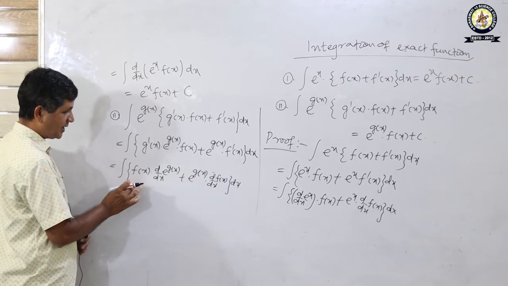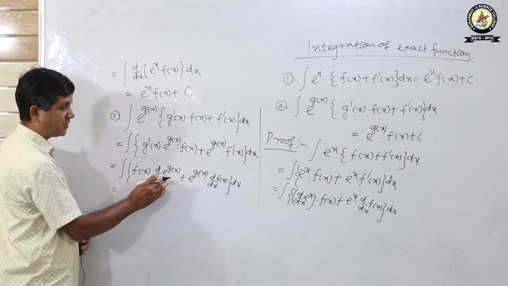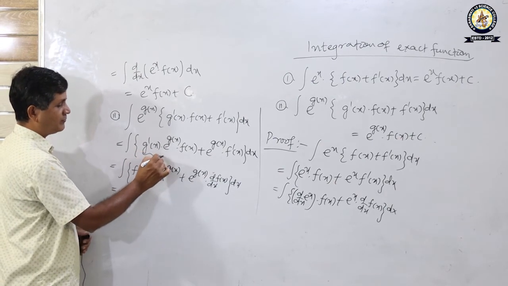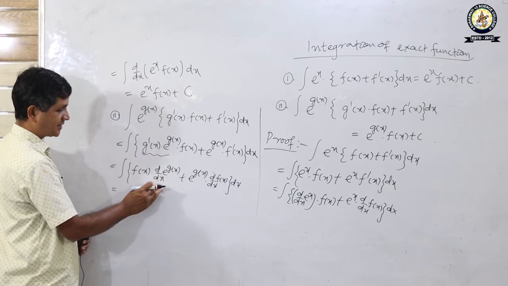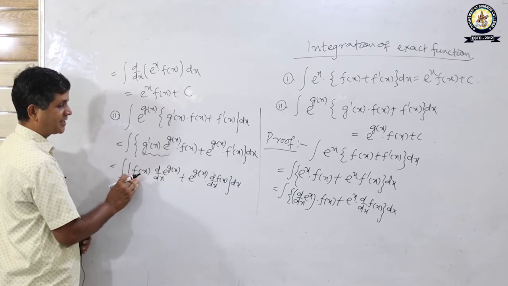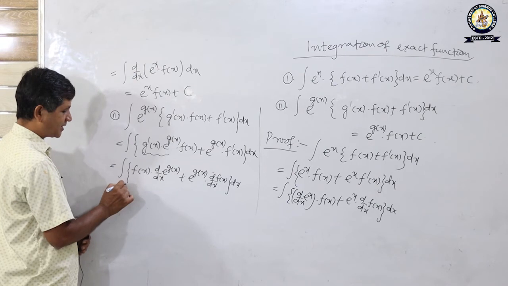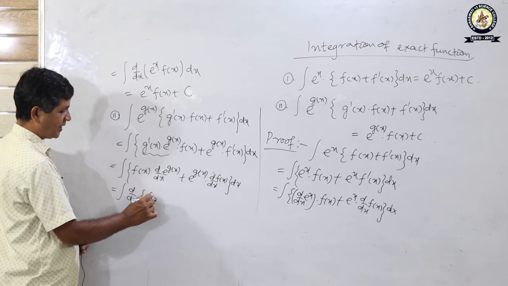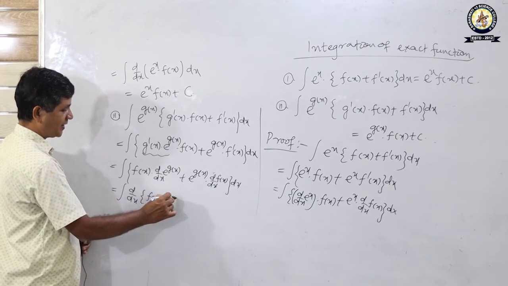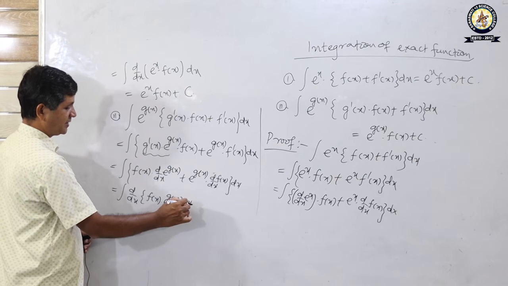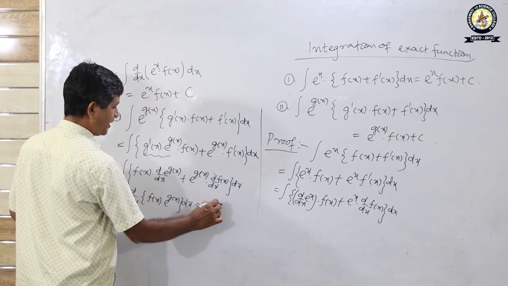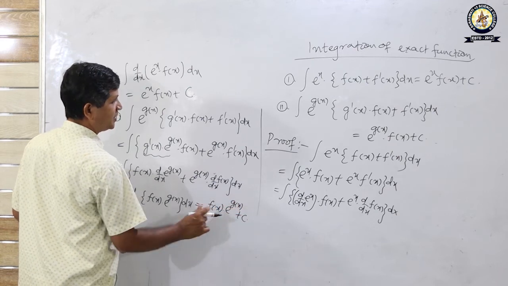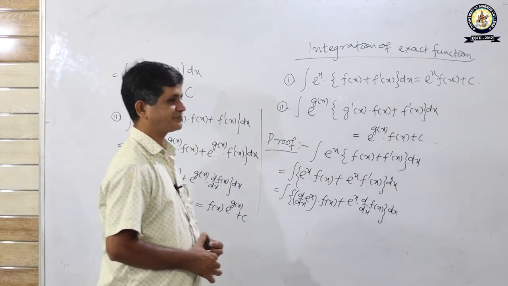that is equal to, look at the derivative, what is the derivative of e to the power g(x)? e to the power g(x) into the derivative of g(x). So for this term we write the derivative of e to the power g(x). Here the product derivative, this is the formula for d by dx of uv. So integration of d by dx of f(x) into e to the power g(x) into dx equal to f(x) into e to the power g(x) plus c. This is the formula for the second bit.